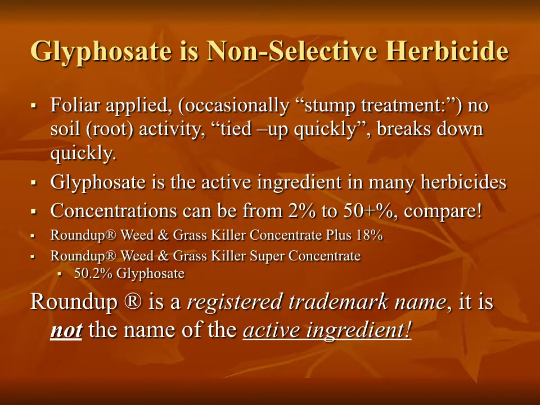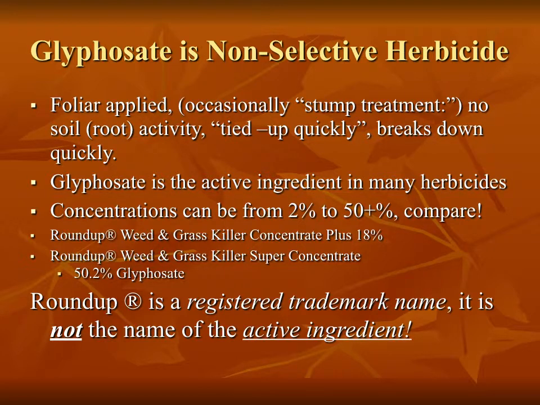Glyphosate. Now you go, what is glyphosate? You probably know it better by the trademark name Roundup. Glyphosate is the generic. Roundup's patent on glyphosate ended in the early part of the 1990s, and therefore many other companies can now manufacture and produce generic versions of Roundup. Glyphosate has been around since the 70s. It is a non-selective herbicide.